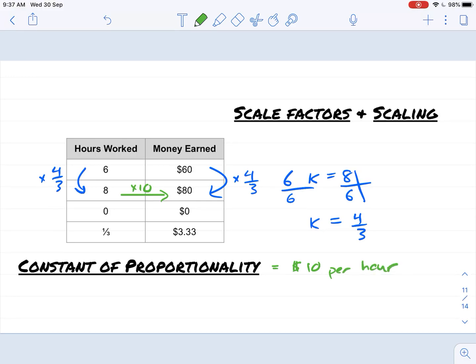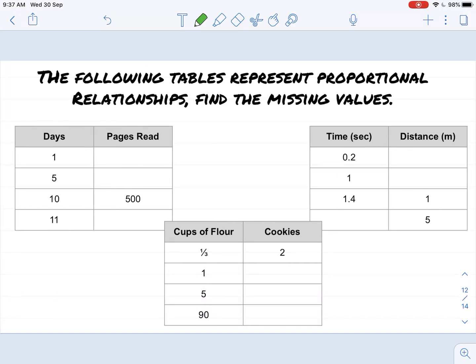All right, so that's how you identify if something's a proportional relationship. We're going to finish this video with 3 different problems. Okay, so question 1. These are all proportional relationships. Question 1 is this first table.